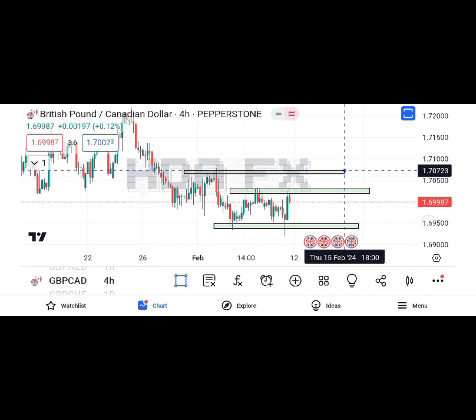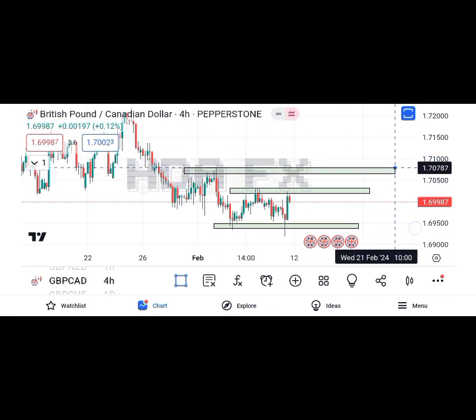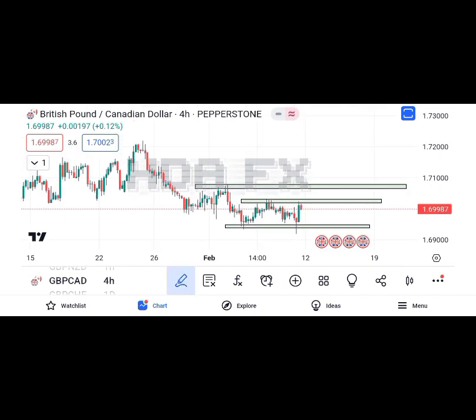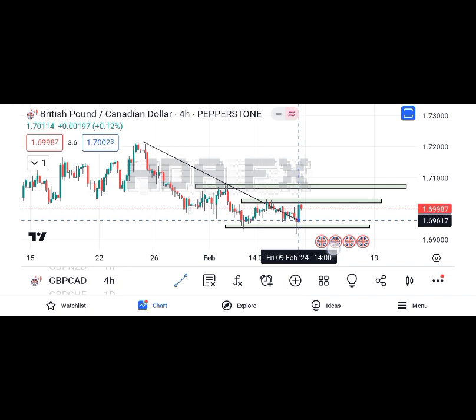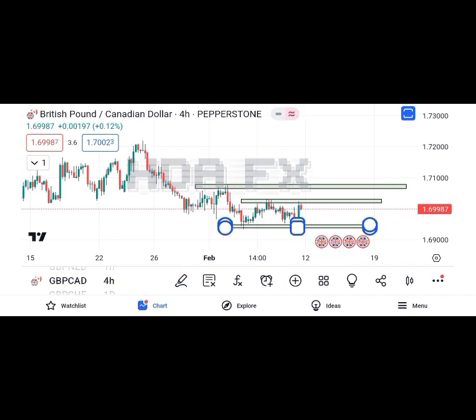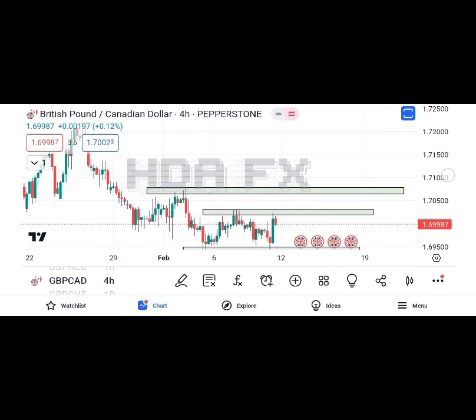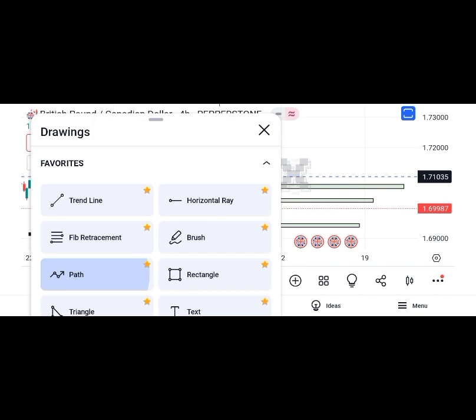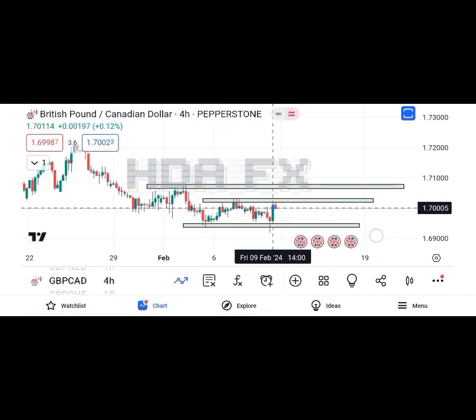Now we should take note of these zones here. And let's see whether we have a trend line here also. We also have a beautiful trend line here, but this trend line is irrelevant, so we'll ignore this. So looking at this pair now, we can trade within the zone, but we should be very, very careful.